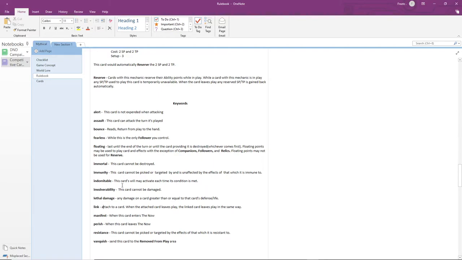Now, after immunity is indomitable, and that just means that this card's will can activate anytime the condition is met. If you recall, class cards have what you call a will, and they auto activate when a certain condition is met. The way this works is they act as an interrupt. So if effects are resolving, the will automatically kicks in and interrupts. I don't want to say chain, but I'll use the word chain as a lot of people are probably familiar with games that use chains. So a will interrupts the chain and goes off automatically.